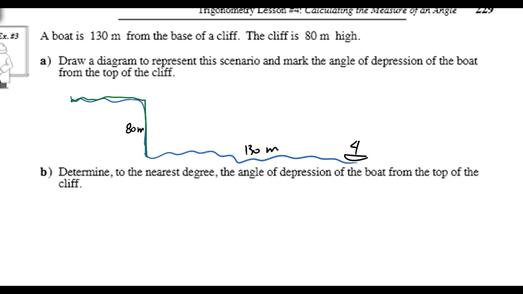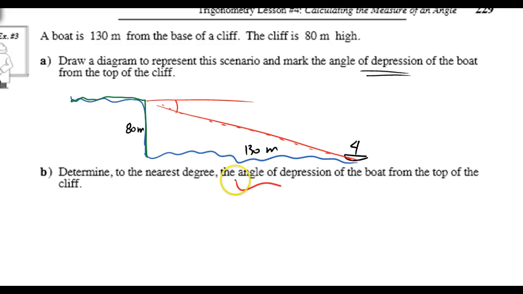So not quite to scale here. I messed up a little bit. The cliff should either be higher or the boat should be closer, but that's not important as long as we understand what the diagram presents. So the angle of depression would be this angle down here. As I'm going towards the boat, and remember, we always measure from the horizontal. So we're looking at this angle over here from the cliff to the boat.